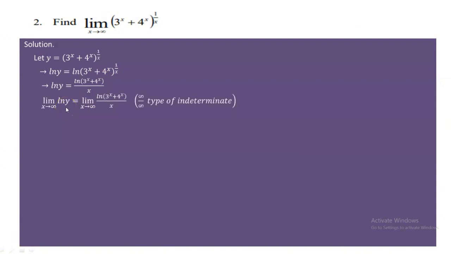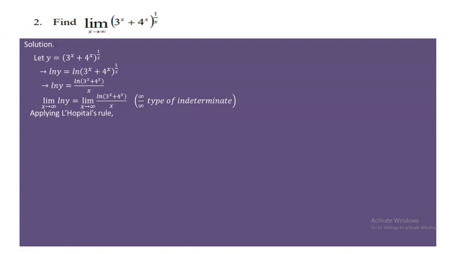As you see, the limit of ln y as x goes to infinity is the same as the limit of the expression here as x goes to infinity. Students know that as x goes to infinity, 3^x + 4^x goes to infinity, and ln of this large number again goes to infinity. Again, we are having infinity because x is running to infinity. So this sort of limit is an indeterminate type of infinity over infinity. So we can now use L'Hopital's rule for this, as you studied before.